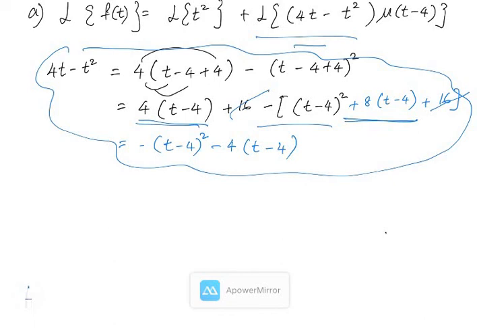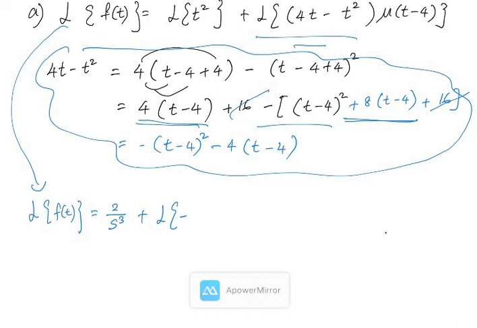Okay, so I rewrite here that the Laplace transform of f(t) is equal to, okay, the Laplace transform of t squared, you get 2 over s to the power of 3, and then plus the Laplace transform of minus (t minus 4) squared minus 4(t minus 4), then u(t minus 4).